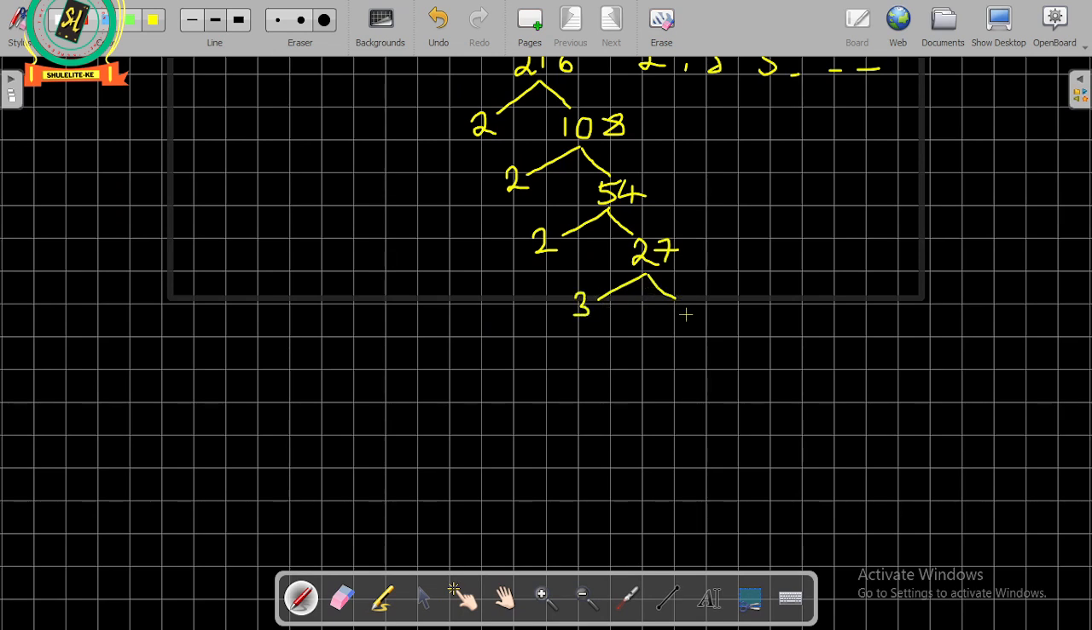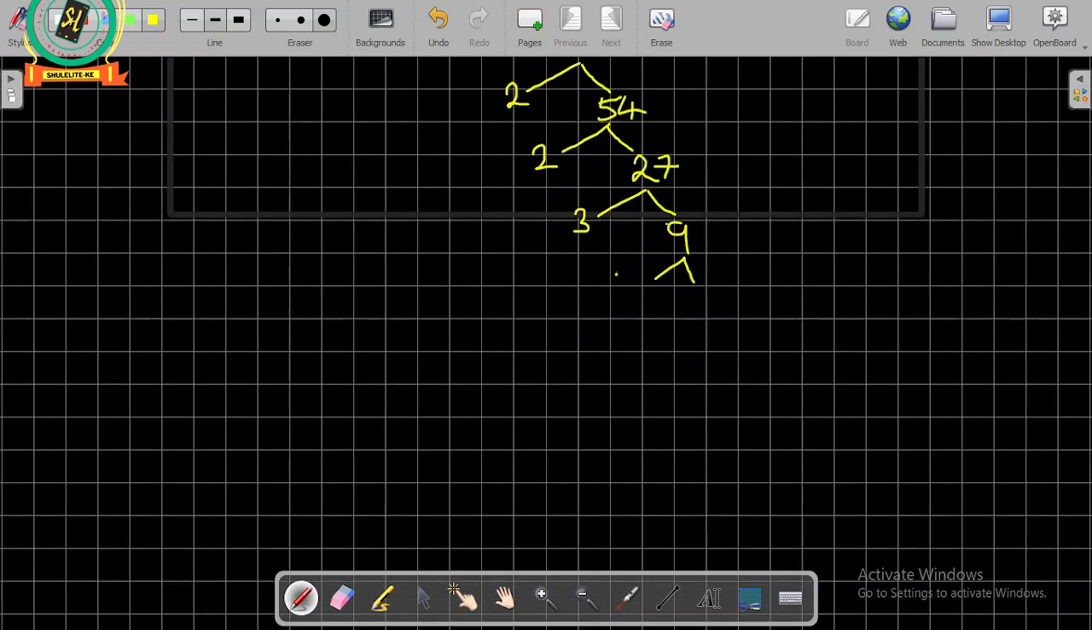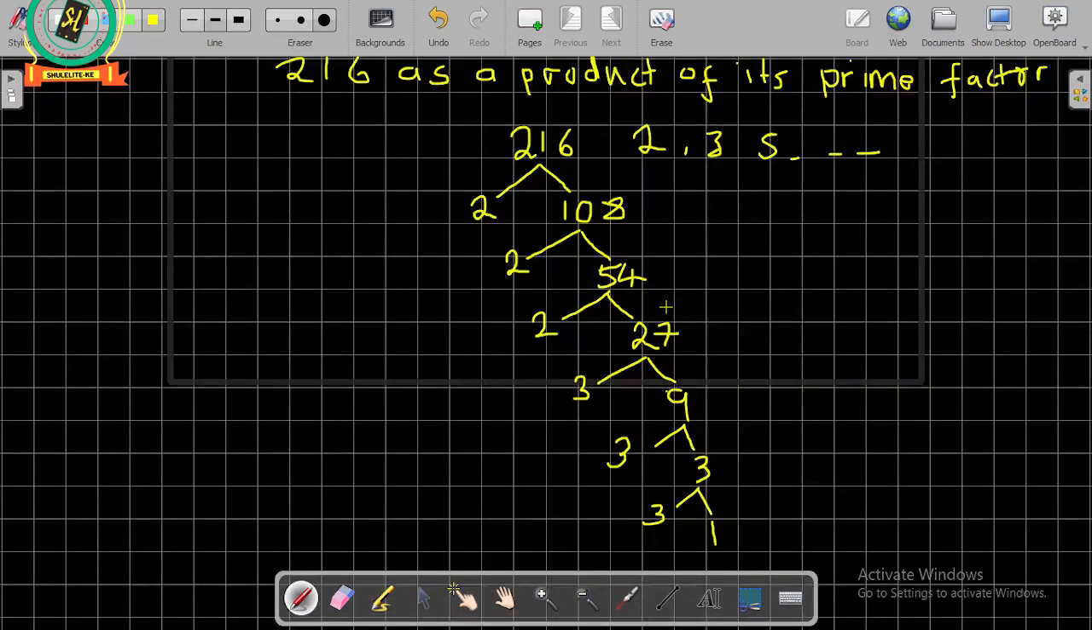I can pick 3, and 3 will go there 9 times. 3 still will go there 3 times. And 3 will be going into 3 once. So I think you are seeing that we have found the numbers which when multiplied are going to give us 216. The numbers are 2 by 2 by 2 by 3 by 3 by 3.